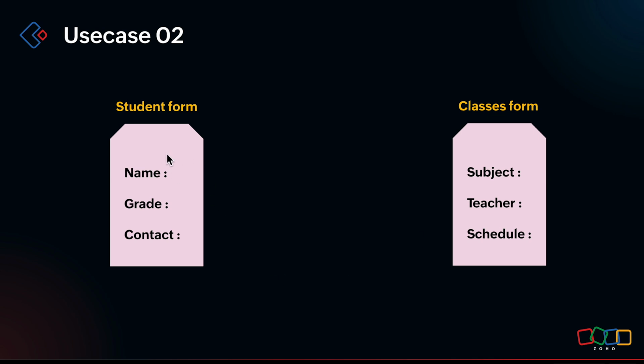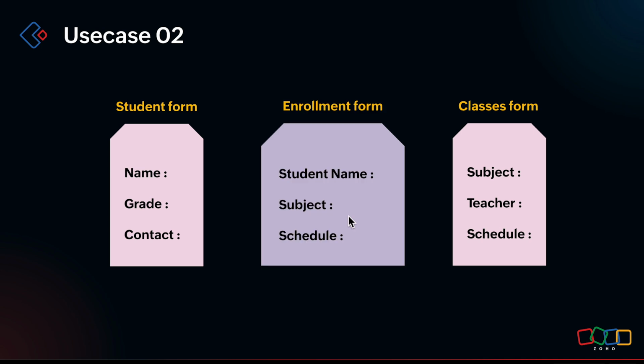For a student to enroll into a subject or a course, you require an enrollment form within your application. Using this form, the student will enter their name, the subject that they want to register for, followed by the schedule that they are opting for, right? If you just notice, all these details are originally stored in other forms. The student name is available over here. The subject and schedule is available over here, right?